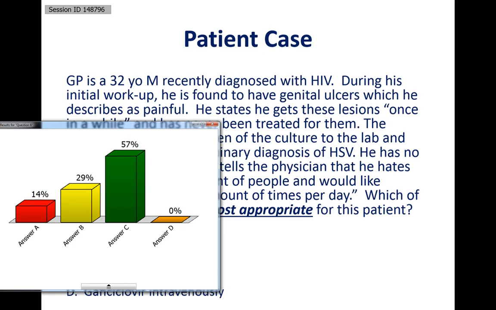But if he tells you that he gets this once in a while when he gets stressed out, or he gets it multiple times in a month, it might be important to put him on chronic suppression just to improve his quality of life, because he shouldn't be in pain multiple times a month. Versus if he gets it once a month, treating it more episodically, giving him a prescription so he can take it whenever he thinks that he's gonna get these symptoms is really important for him. So assessing the patient is important.